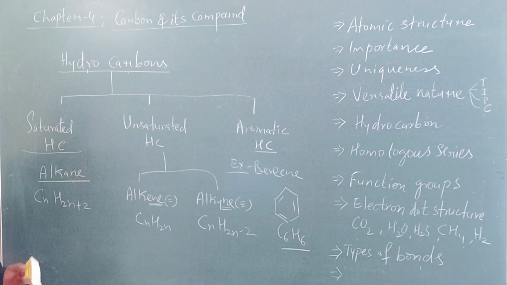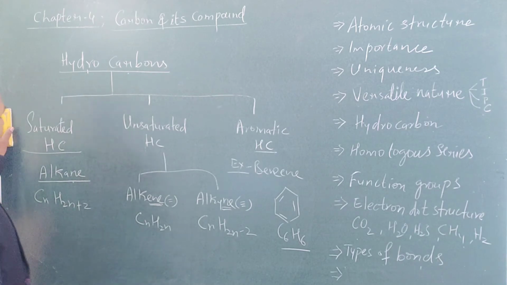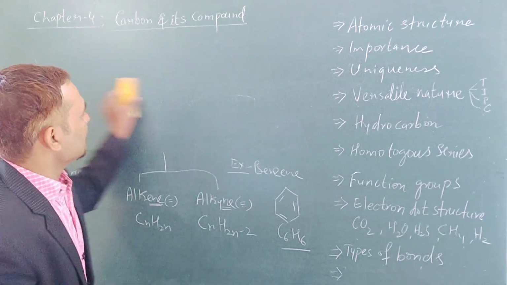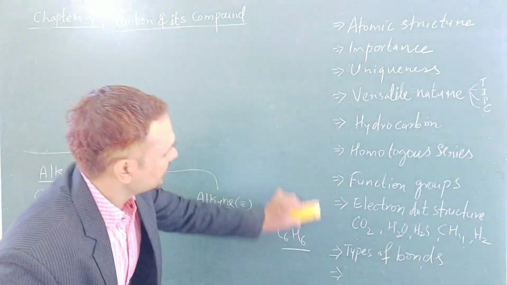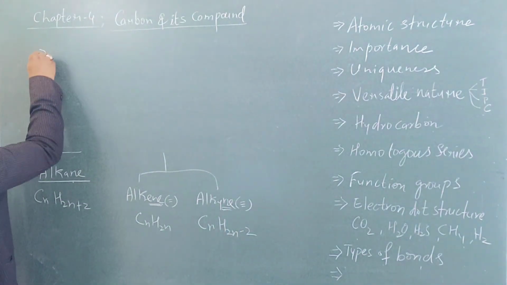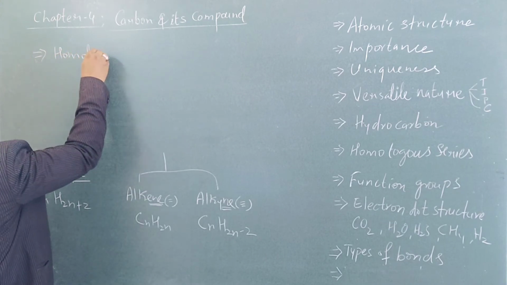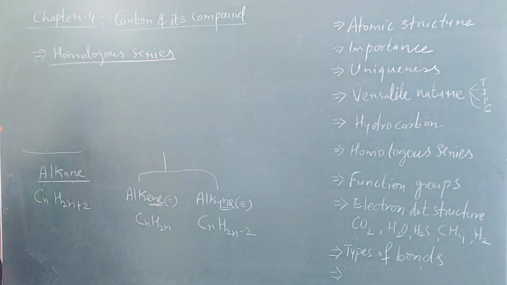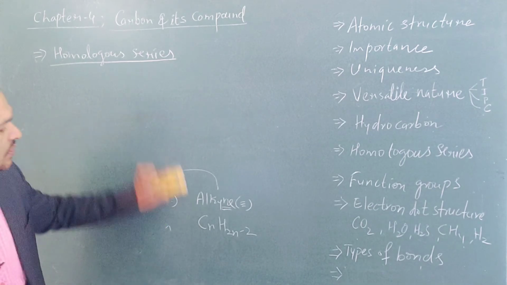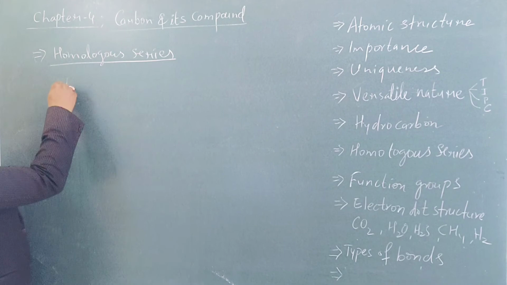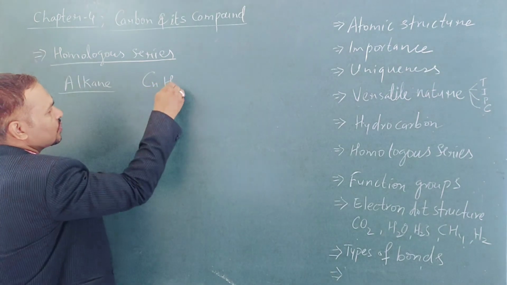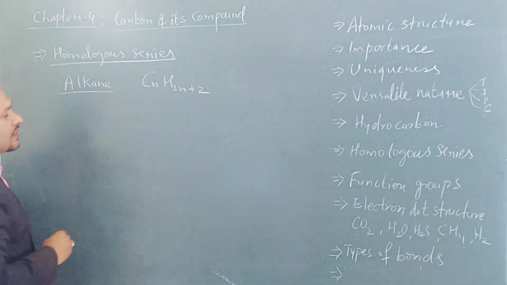Now if we talk about homologous series, the next topic is homologous series. In homologous series, we will study three types of compound, right? The first type is alkane, which we are going to discuss. Alkane, the general formula is CnH2n+2, right?